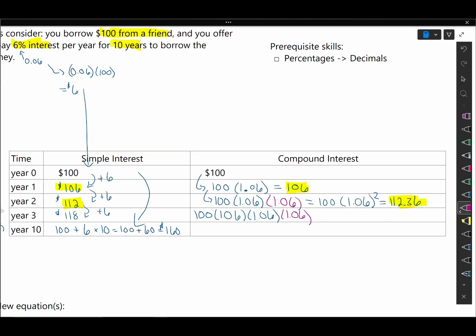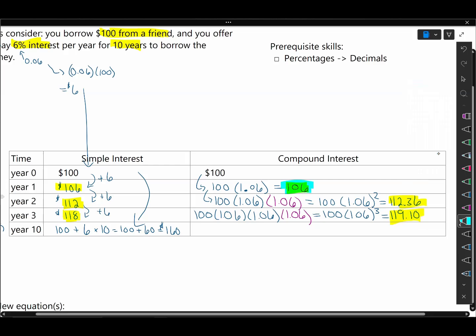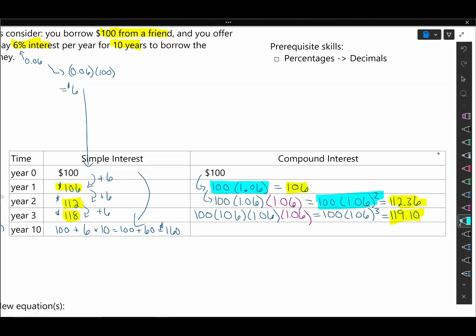So I could rewrite this because I am used to working with powers. I'm working with 100 times 1.06 to the power of 3. If I throw that into my calculator, I'm working with nice and easy $119.10. Hopefully at this point you can see the pattern that we've come up to, right? Working with the first year we had 100 times 1.06. The second year, 100 times 1.06 to the exponent 2.